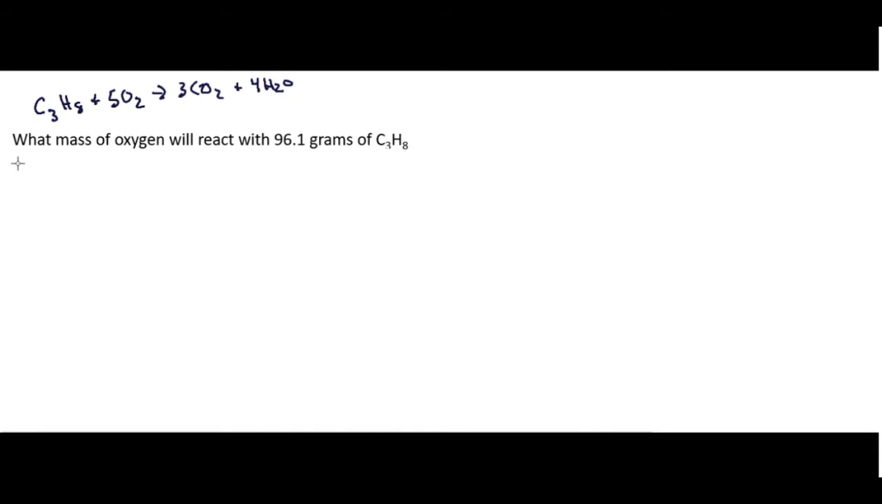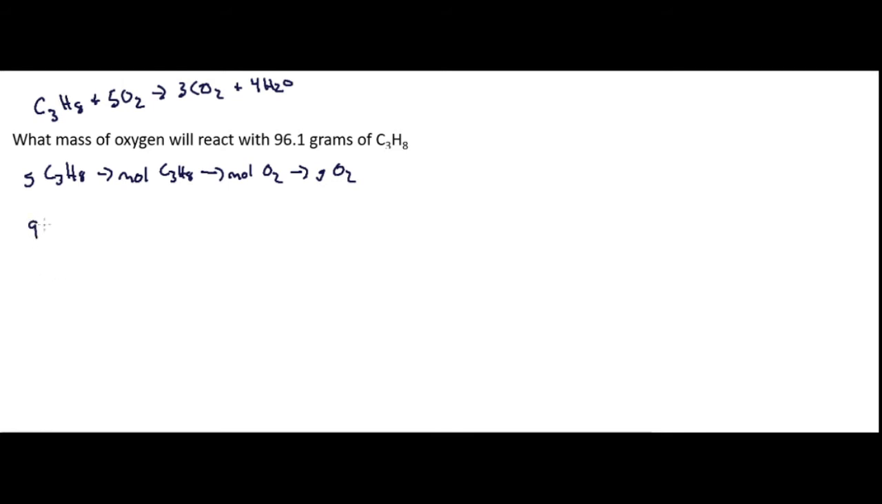In this video, I'll go over basic stoichiometry dealing with the amount of reactants. So in this problem, I have 96.1 grams of propane, and I will determine the mass of oxygen needed to fully react with that. So the process I'll go through will be the grams of propane, so C3H8, convert that to moles of C3H8, convert that to the moles of O2 using the chemical formula above, then converting that to grams of O2.